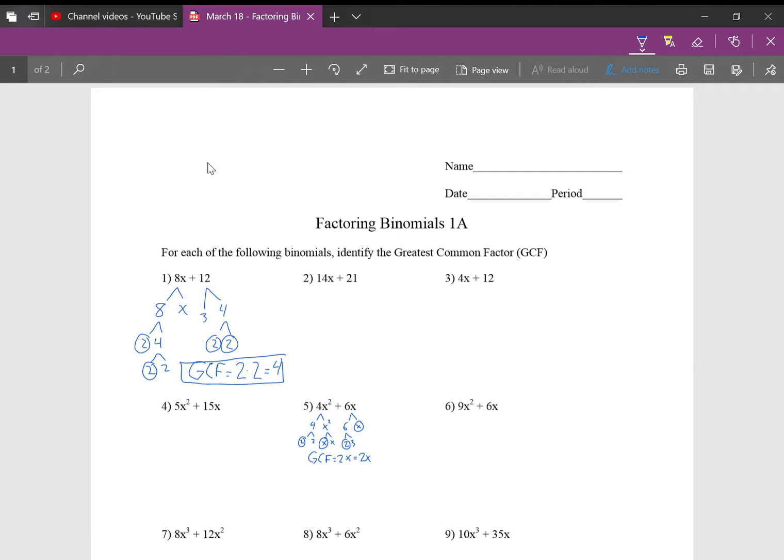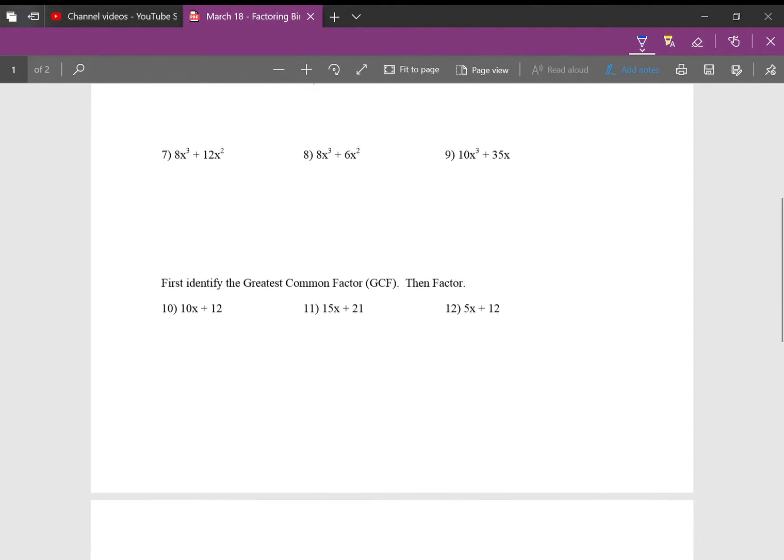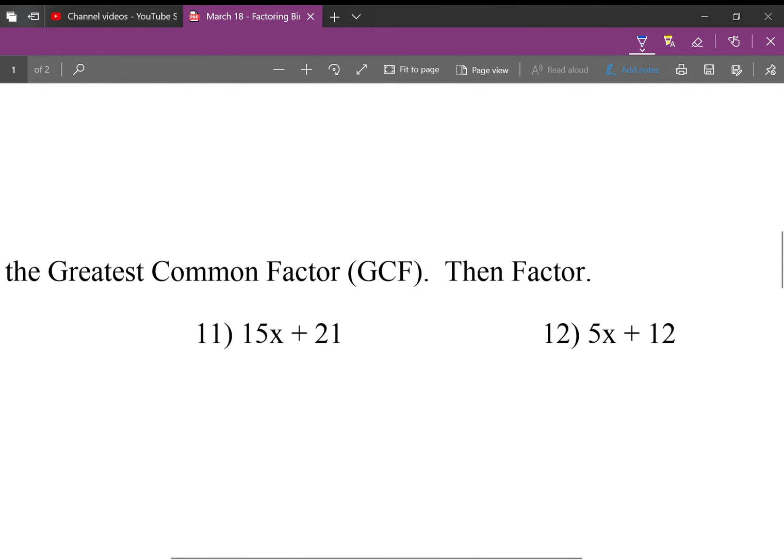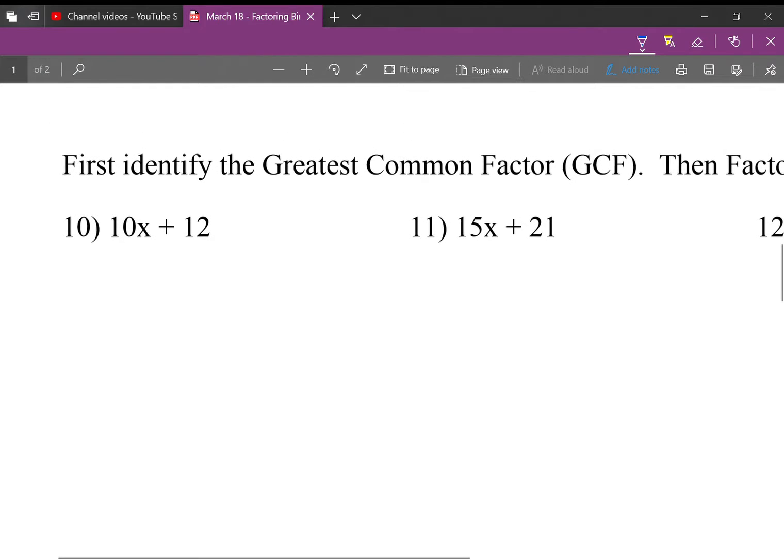Hi, we are still in factoring binomials 1a, and now I'm going to jump ahead to the next set of problems where it says not just to find the greatest common factor, but then to actually factor the binomial. It's very simple. As it suggests, we're going to start by finding the greatest common factor. Let's go ahead and look at problem 10.